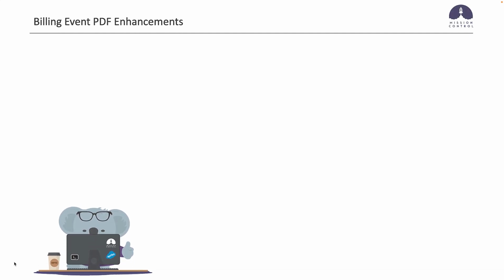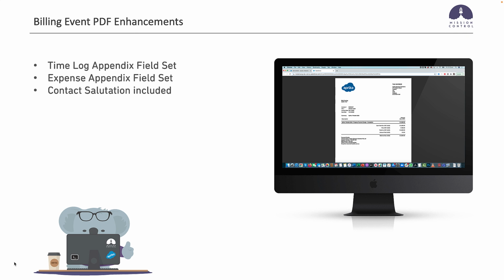And then a couple of enhancements to the billing event PDF. Previously, the contact that the invoice was addressed to would simply show the person's name, so it would say Chris Walcott. Now it will include the salutation if that's been included, so in that instance it would say Mr. Chris Walcott. We've also added in field sets to allow you to customize the contents of the time log appendix and the expense appendix.